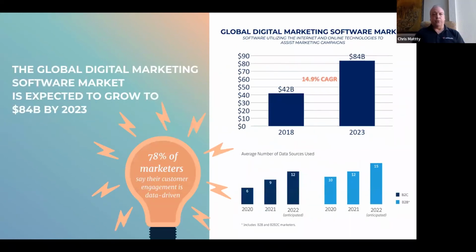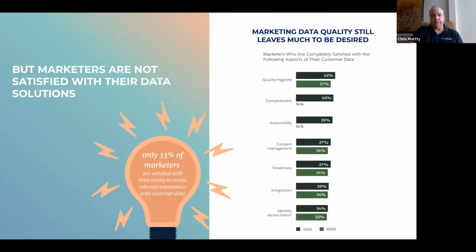Let's shift over to the digital marketing ecosystem. It's really exploded over the past decade. It's going to grow from 2018 to 2023, double up to 84 billion. Very large industry, lots of money being spent. Both B2B and B2C is growing at very high rates. And what underpins all of this is data. 78% of marketers say that their customer engagement is data driven. So data is what's helped fuel all this growth, because data is what allows the targeting, it's what allows the conversion rates and improved marketing efficiency.